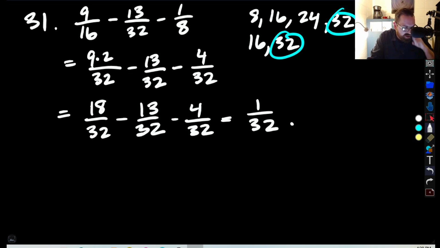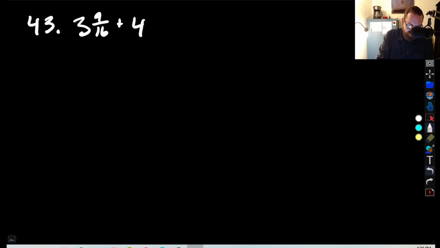How do we do it with the common issue of mixed numbers? So if I've got mixed numbers that I'm dealing with, say, for example, question 43. Suppose I've got 3 and 9/16 plus 4 and 7/12 plus 3 and 1/6. Okay.